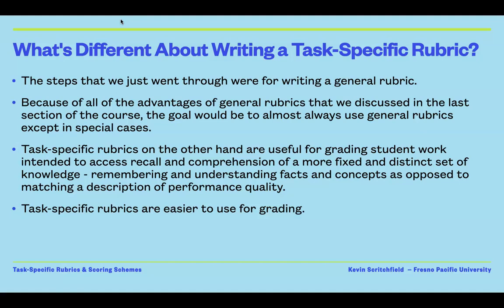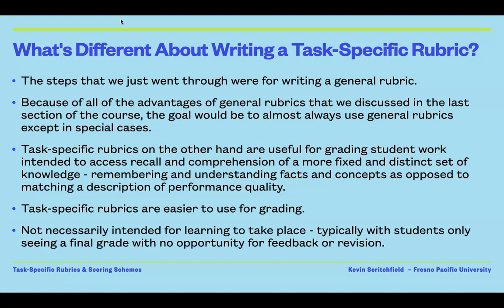And they are, honestly, much easier for grading because it just doesn't require as much evaluation process. You're really looking for basically whether they got things right or wrong, or if they recalled a certain number of facts about a particular topic that the assignment is on. And so for the most part, task-specific rubrics are much easier for grading.